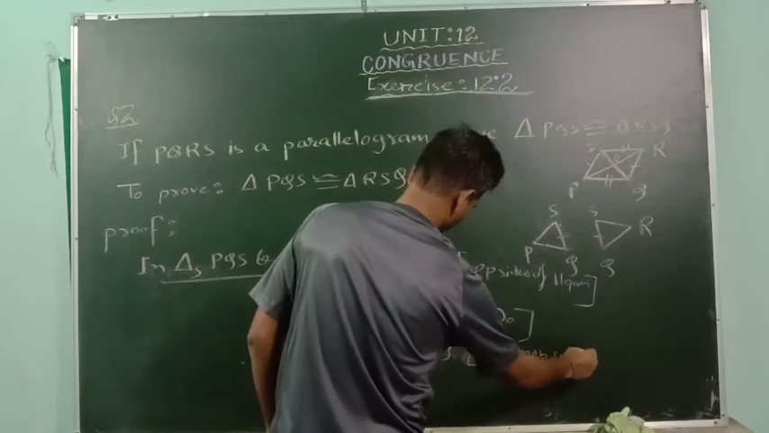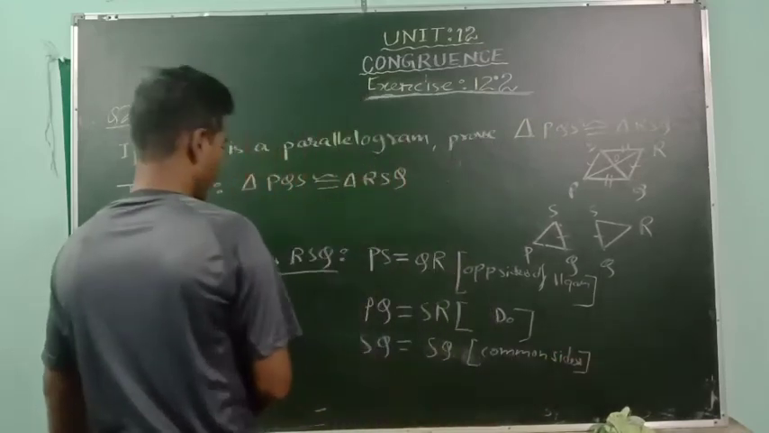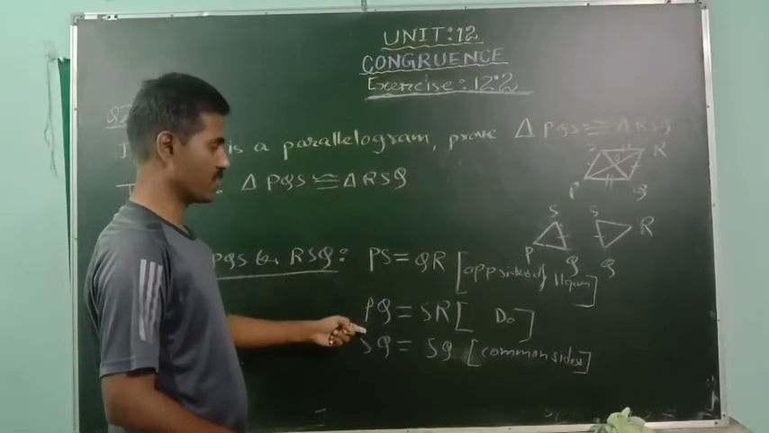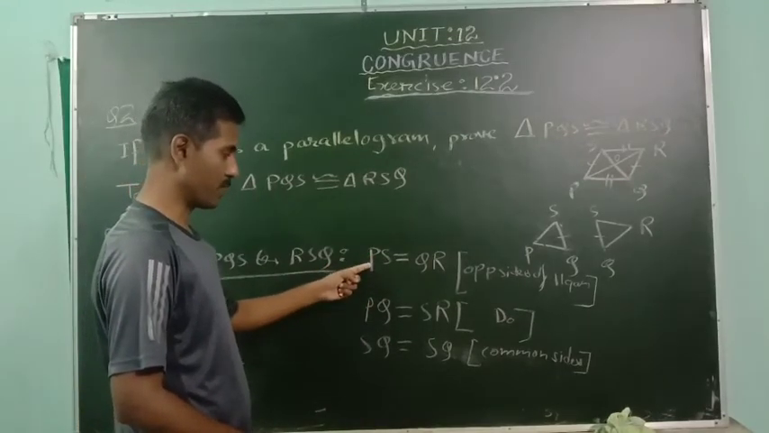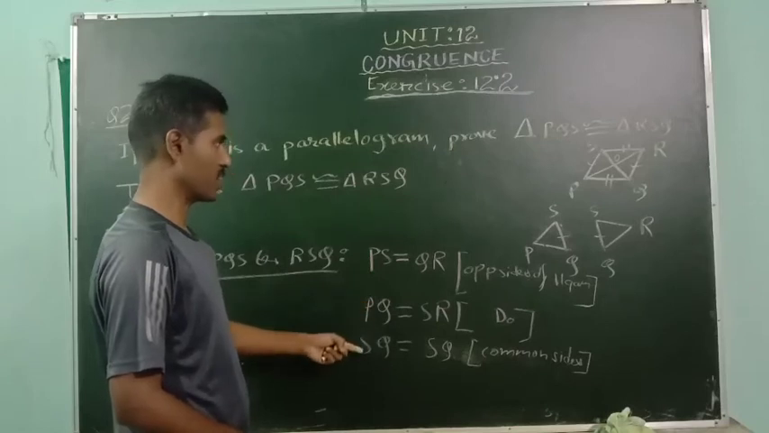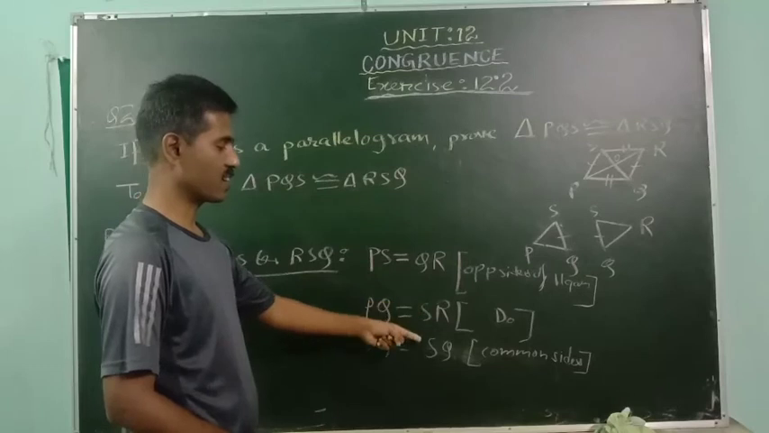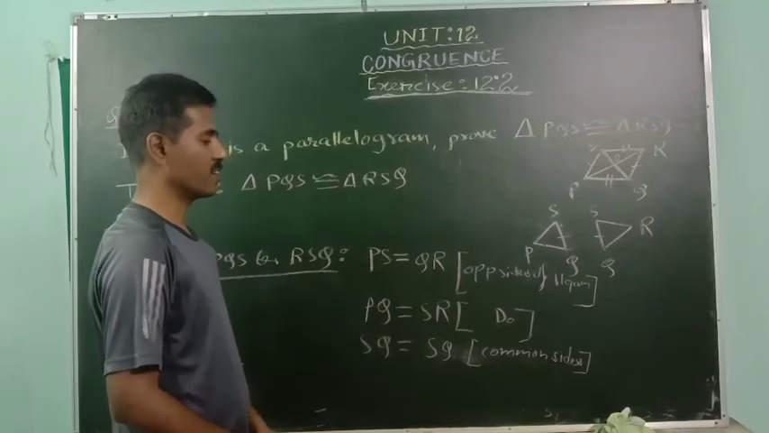Sides. Okay, so what you got? This one side, two side, three side. These three sides of triangle PQS, side PS, side PQ and side SQ, are equal to side QR, side SR and side SQ of triangle RSQ.